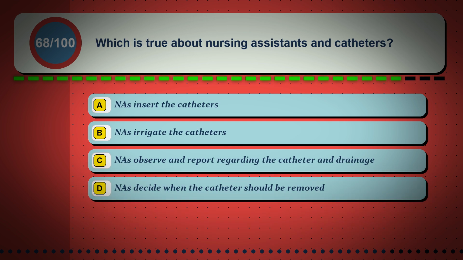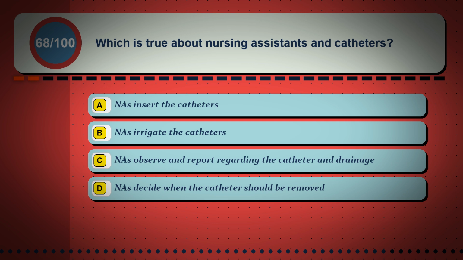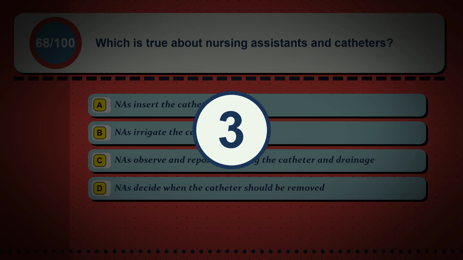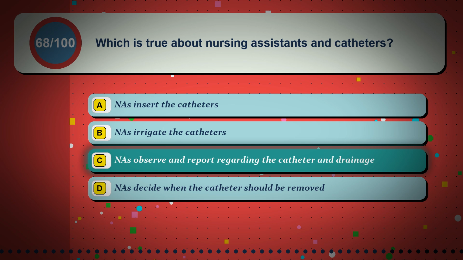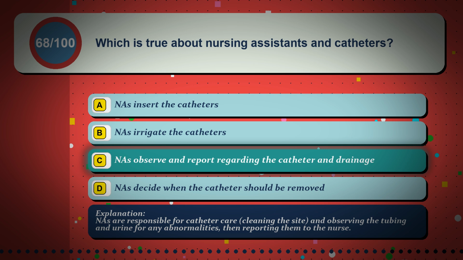Question 68. Which is true about nursing assistants and catheters? Option A, NAs insert the catheters. Option B, NAs irrigate the catheters. Option C, NAs observe and report regarding the catheter and drainage. Option D, NAs decide when the catheter should be removed. The correct answer is option C. NAs are responsible for catheter care, cleaning the site, and observing the tubing and urine for any abnormalities, then reporting them to the nurse.